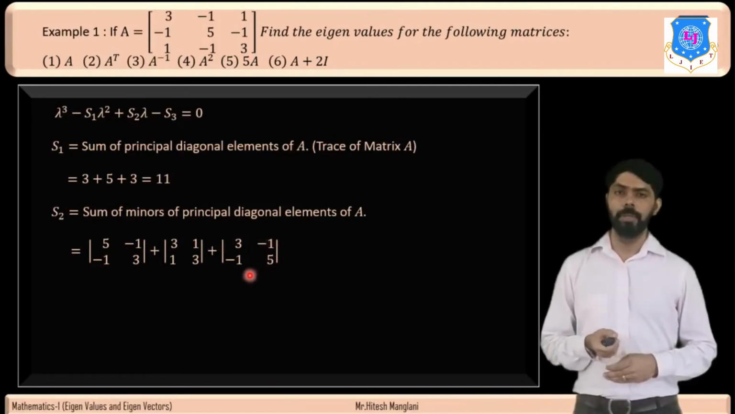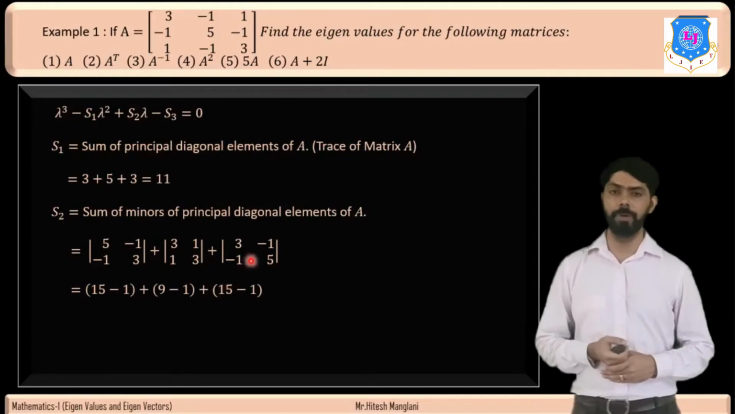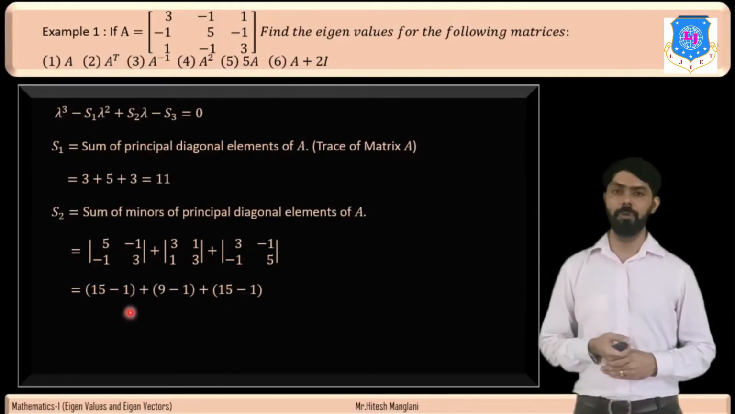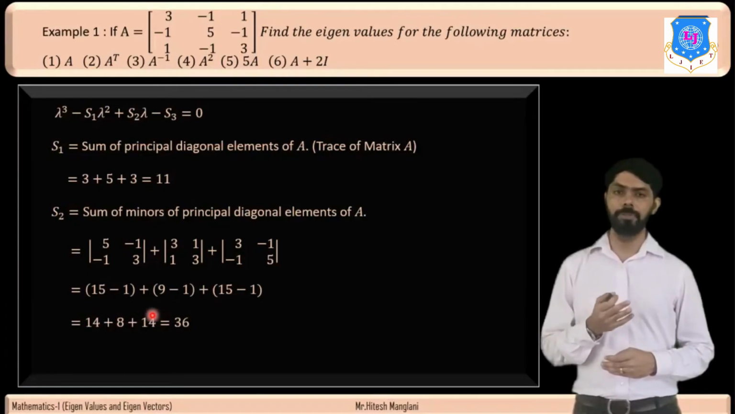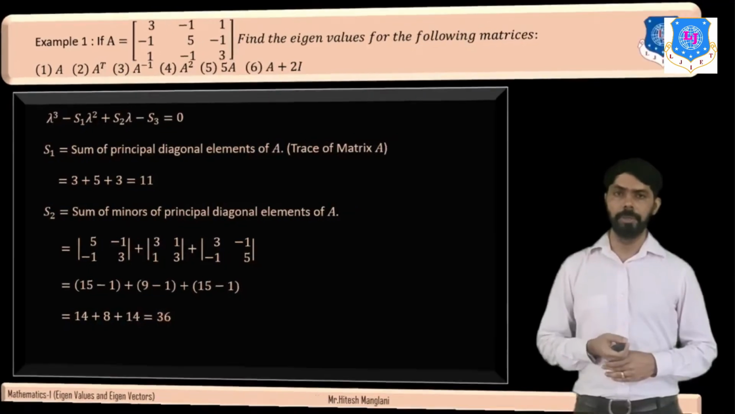If we simplify this, it will be 15 minus 1, plus 9 minus 1, plus 15 minus 1. So 15 minus 1 is 14, plus 9 minus 1 is 8, plus 15 minus 1 is 14. So 14 plus 8 plus 14 will be 36. So the answer for s2 is 36.